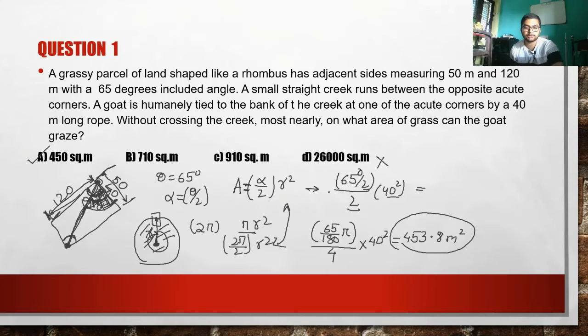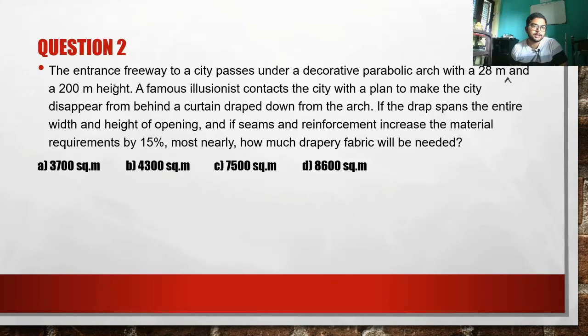Now coming to the next question. In question 2, he says the entrance of a freeway to a city passes under a decorative parabolic arch with a 28 meter base and 200 meter height. So let us draw it first.